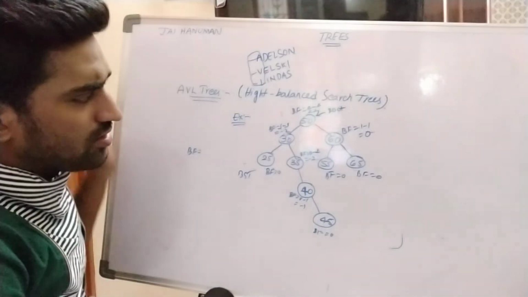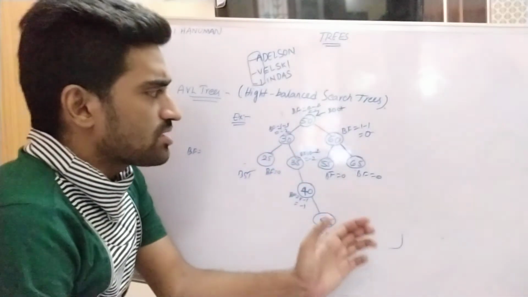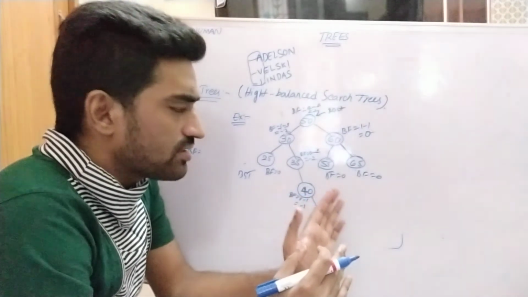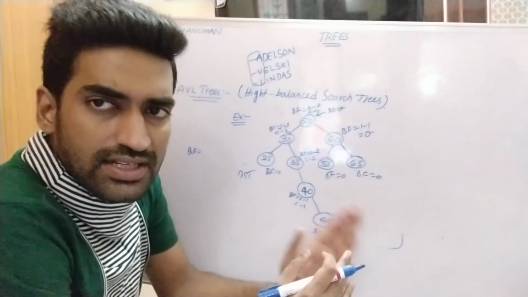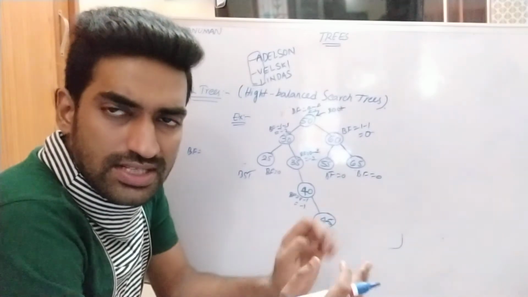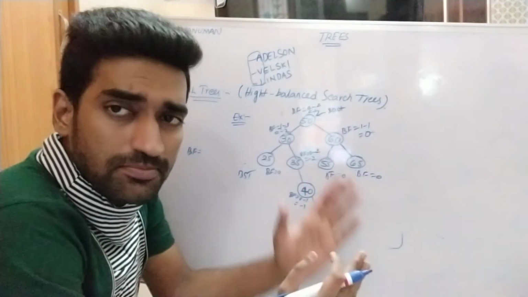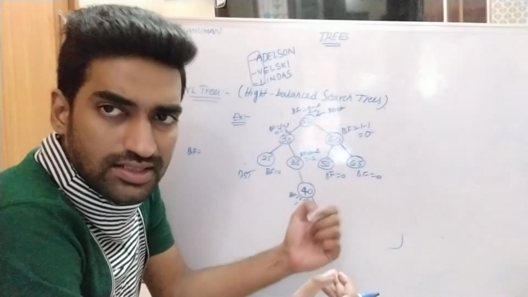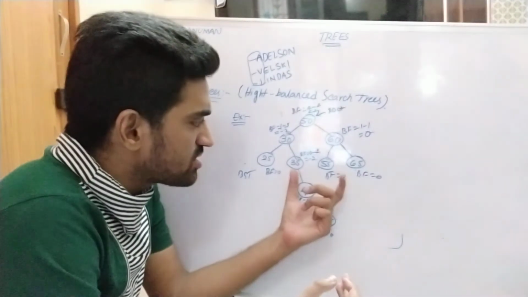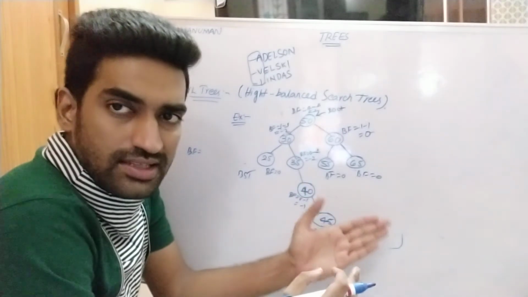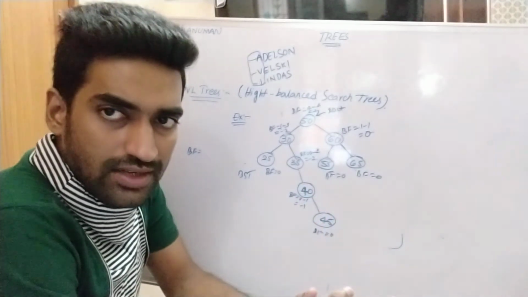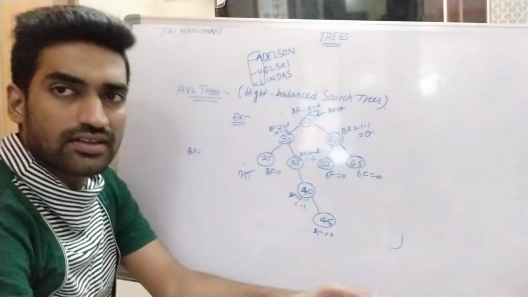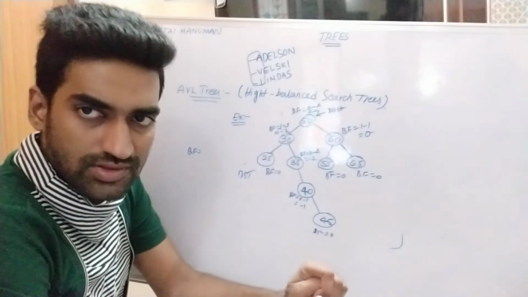So here for this tree, some nodes do not contain 0, 1, minus 1 balancing factor values. So that's why this tree is not said to be an AVL tree. This tree is not said to be an AVL tree. Why? Because some nodes contain values other than 0, 1, minus 1, right? So that's why this is not an AVL tree, a height balanced tree, right?